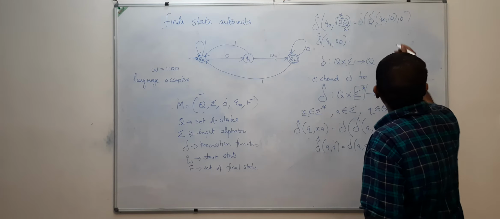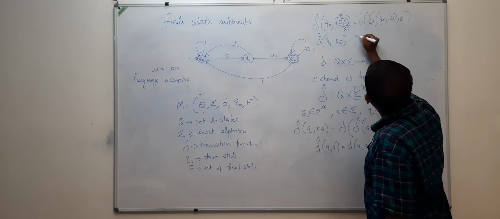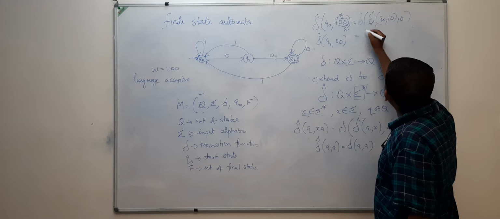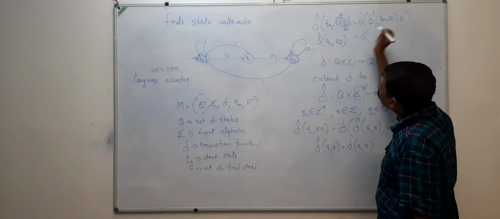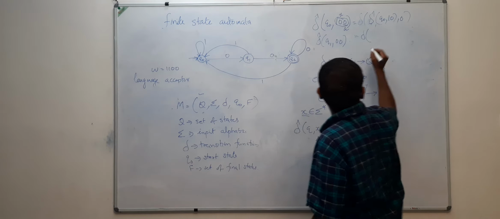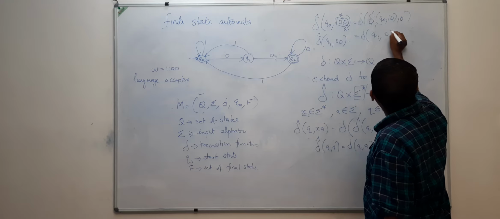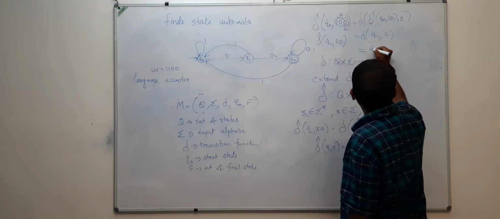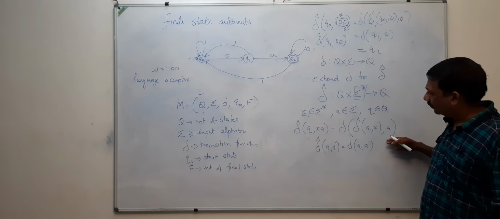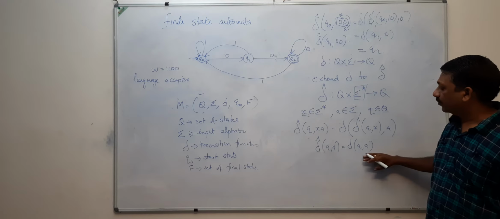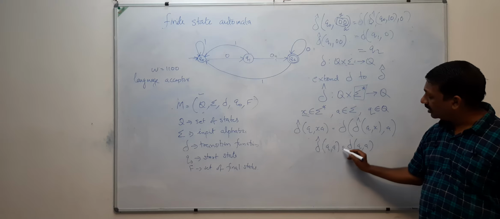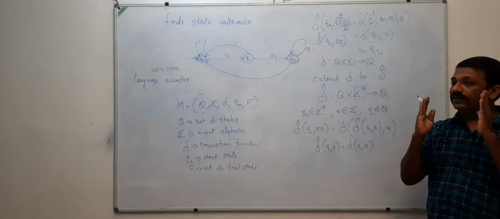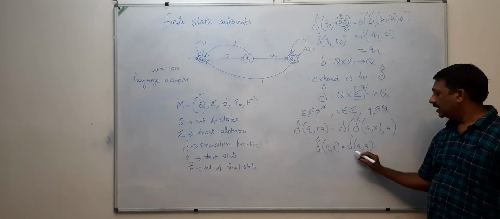Delta cap of Q0 100 means delta cap of Q1 comma 00. Delta cap of Q0 on 10 is Q1, then Q1 comma 0, which is equal to delta of Q1 on 0, and that is Q2. That is the definition of this. Delta cap of Qa is equal to delta of Qa. That means if the length of the input string is 1, then that is the same.